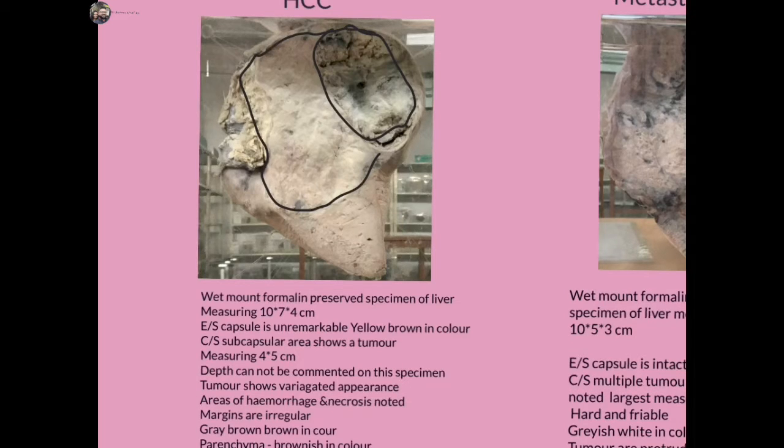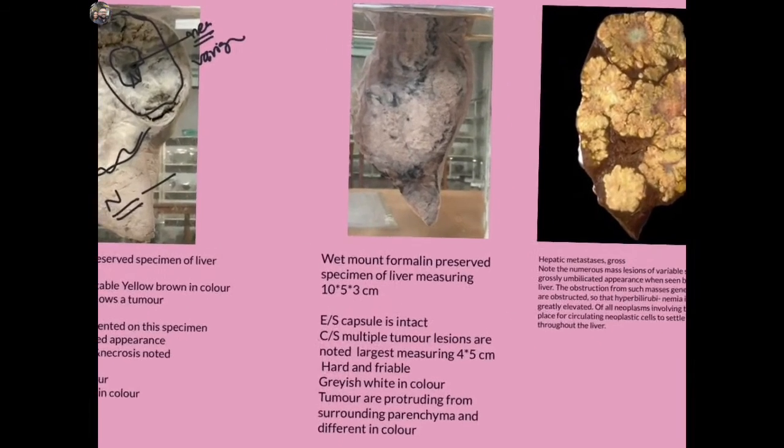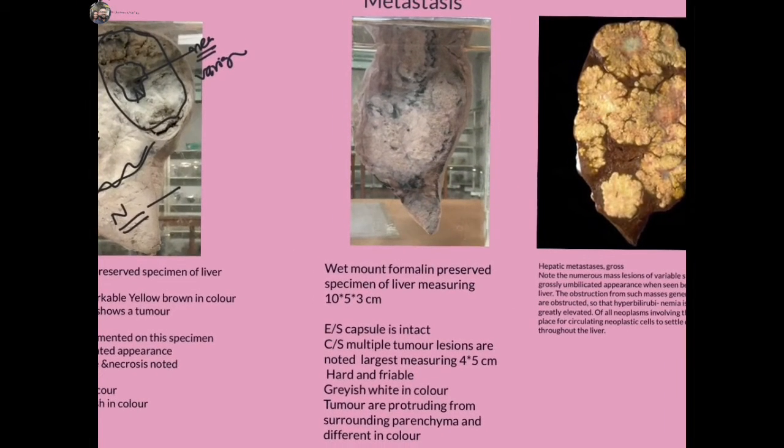So there are two parts: one part showing necrosis, and this part is showing a soft and variegated appearance. Here you can see a blackish hemorrhagic area also. So this is called the variegated appearance of the tumor. The margins are irregular, and the normal parenchyma is brownish in color. So this is the specimen of hepatocellular carcinoma.